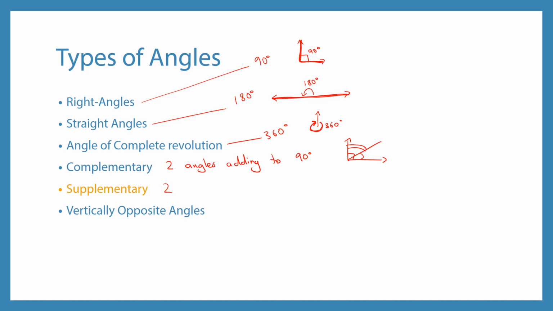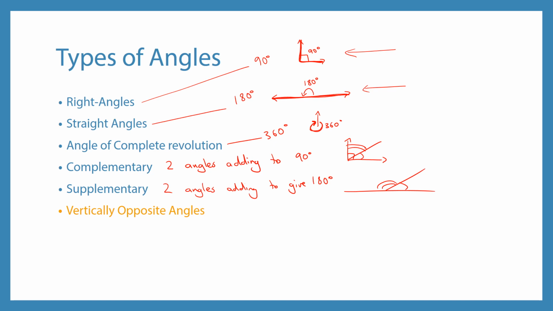Supplementary angles are similar. They're two angles, but this time they add together to give 180 degrees. So complementary angles are for right angles, supplementary angles are for straight angles. So we have a line, it's any two angles, so we just cut our line anywhere, we add the two angles up, and we know that they're going to equal 180 degrees. So we can say that these angles are supplementary.